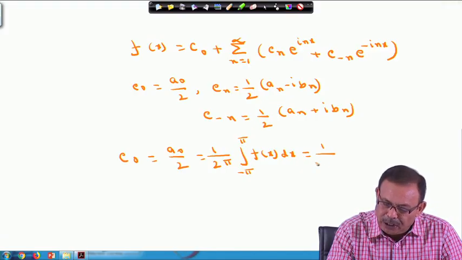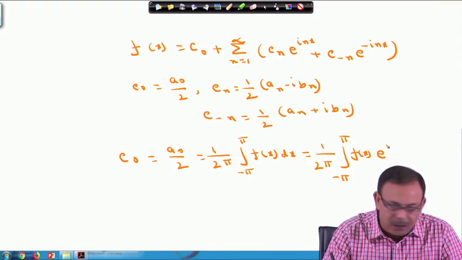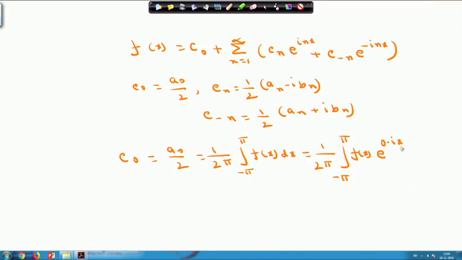So, this I can write as 1 by twice pi, integral from minus pi to pi of f x into e power 0 into I x dx. That e power 0 is 1. Since I am just substituting the value of a naught here, a naught is 1 by pi integral from minus pi to pi f x dx.